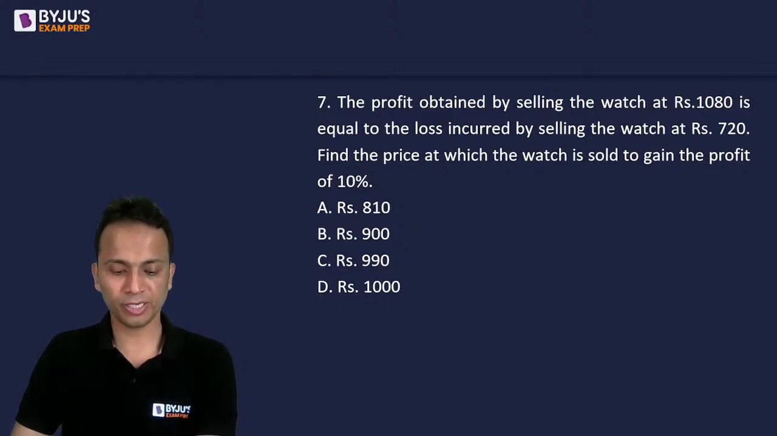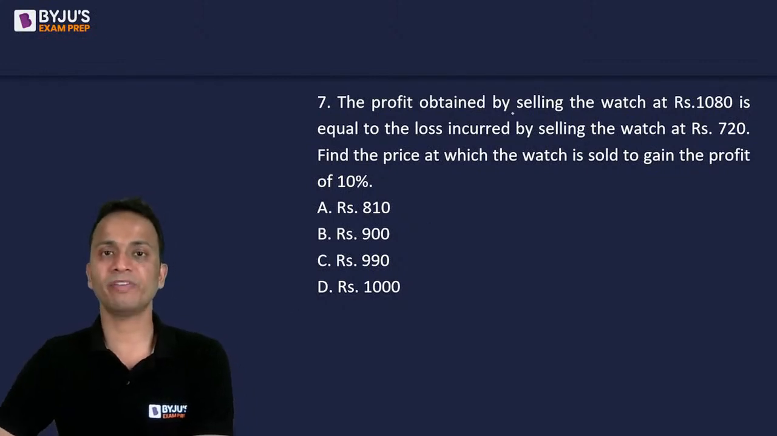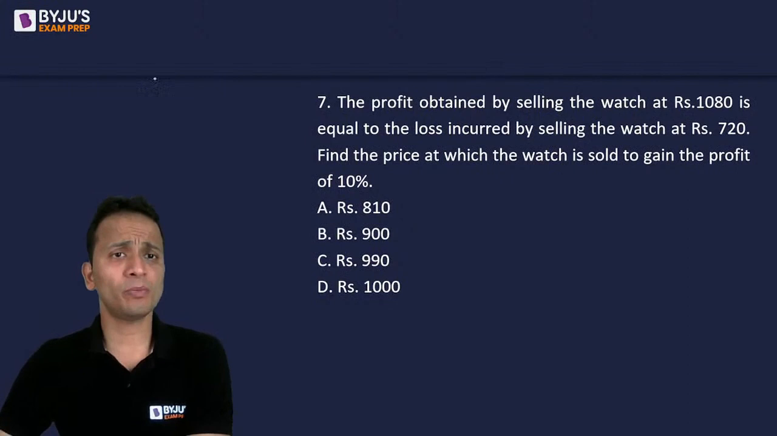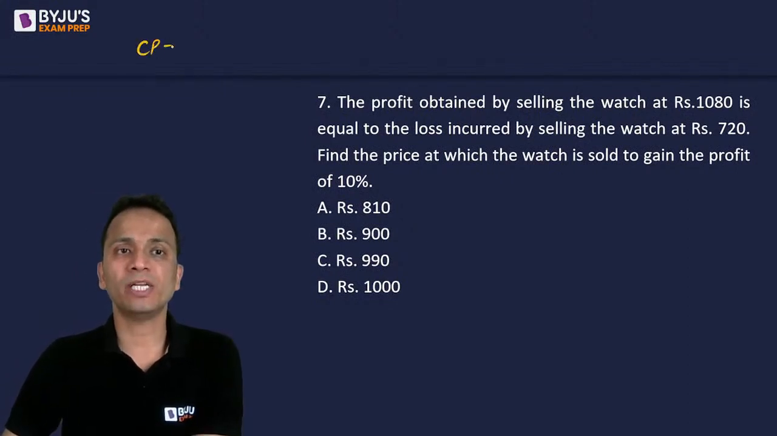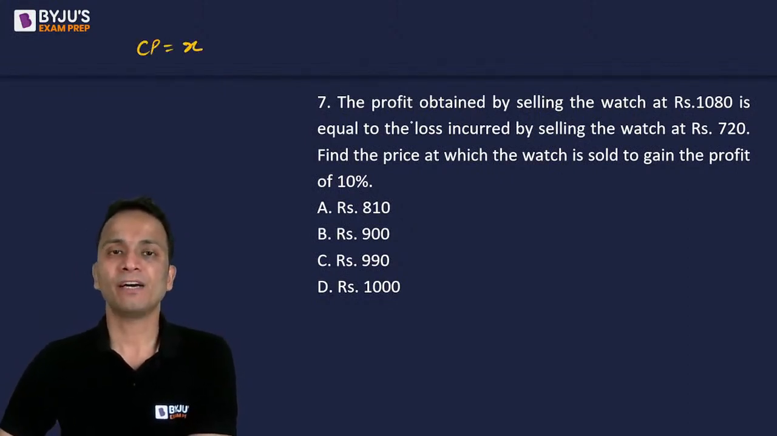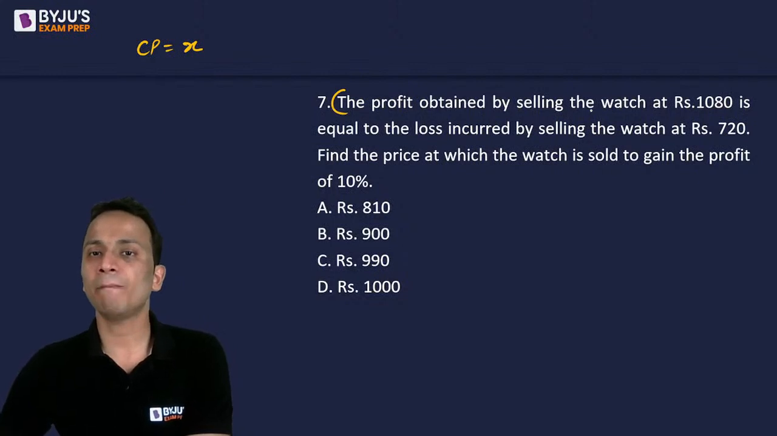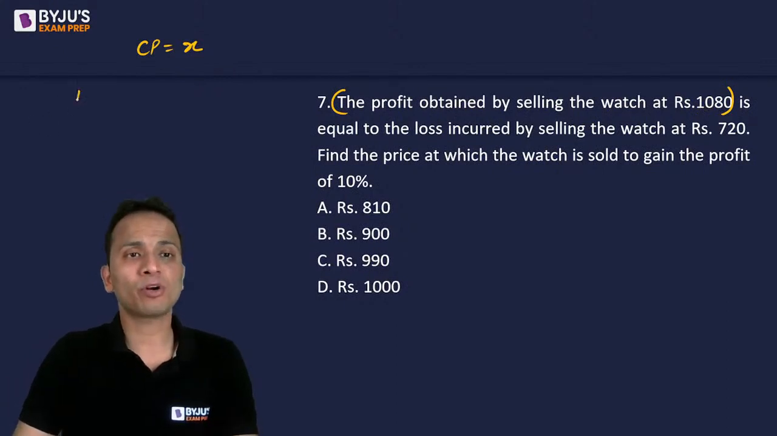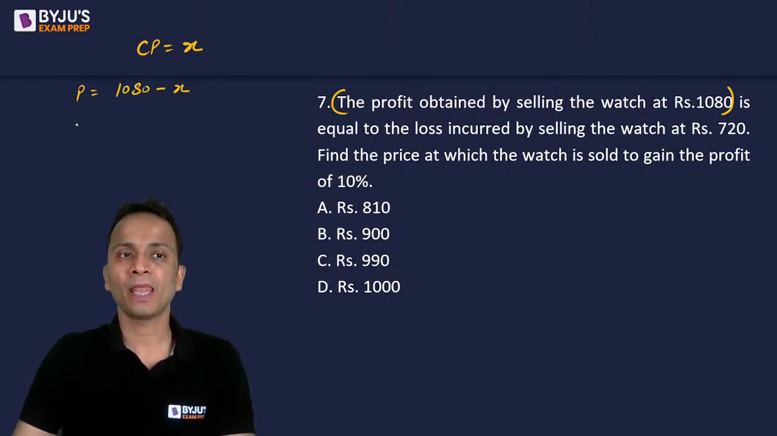All right, Tanmay, first one to give an answer. So let's begin with this. So first job is to find out the cost price. So let's say the cost price is X. Now first statement is saying that the profit obtained by selling the watch at, so first of all we have sold the watch at 1080 and we have got the profit. Now profit is selling price minus cost price. So profit obtained will be 1080 minus X.